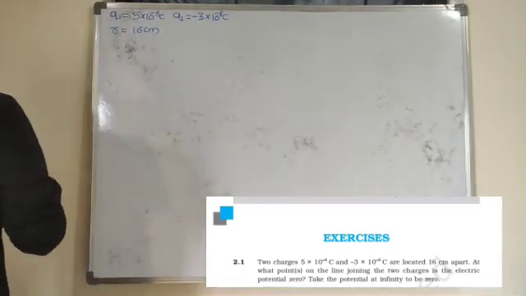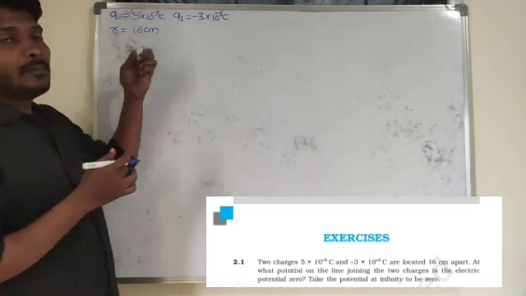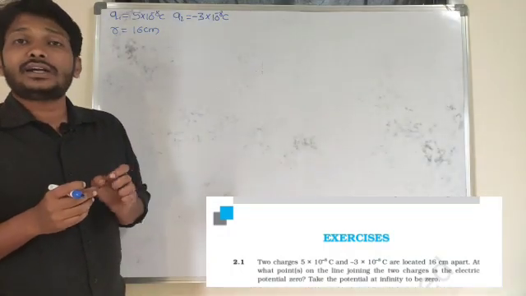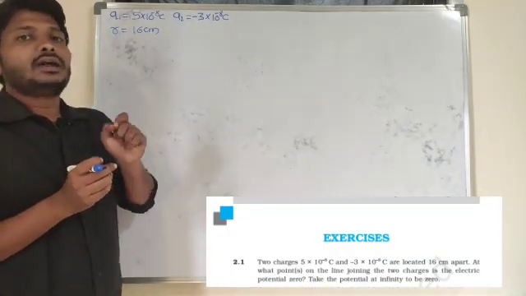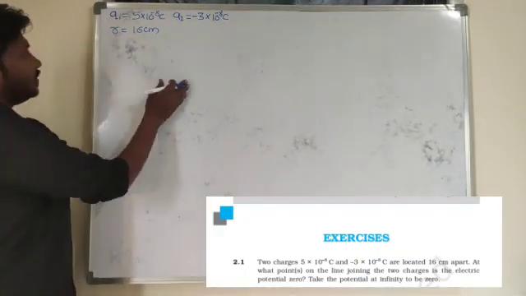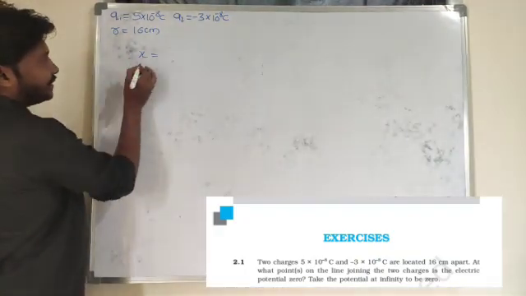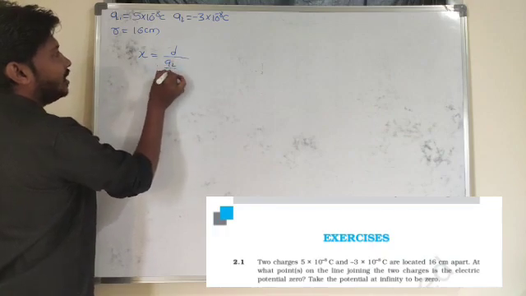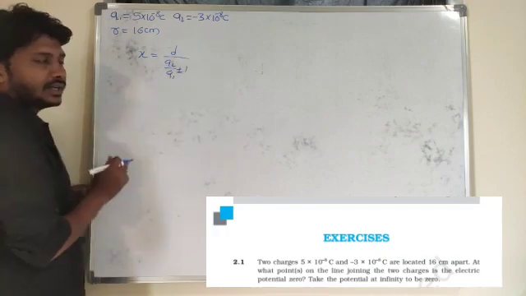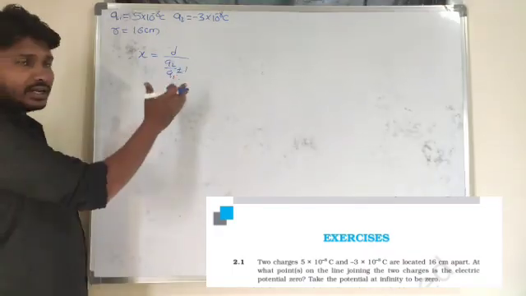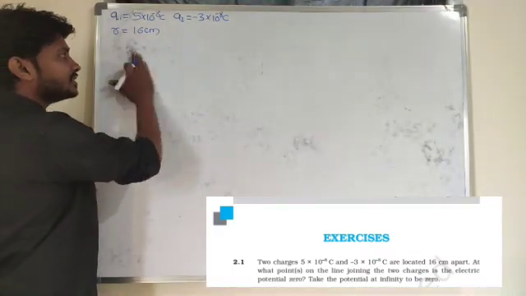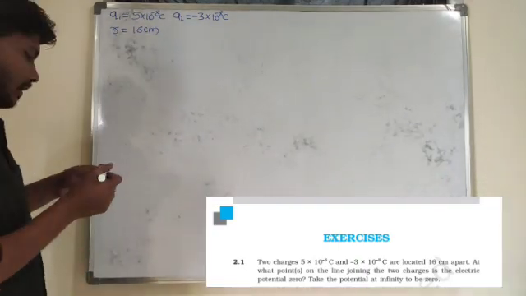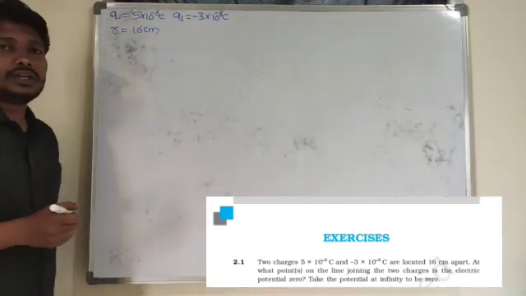So what do I need to find out here? The null point, where the potential value is 0. That point of zero potential is the null point. In our NEET approach, we have the general formula x is equal to d divided by q2 by q1 plus or minus 1. But in theory examination we are not supposed to use this direct formula. So let me solve it by the usual method only.